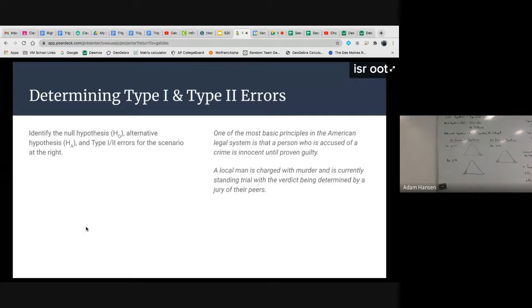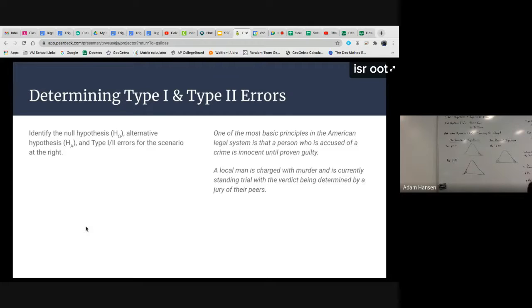Here is the common example. Here is the fundamental example that's probably covered in every single stats class from the beginning of time until now. One of the fundamental tenets in the American legal system is that a person who is accused of a crime is innocent until proven guilty. Have you heard that phrase before? Yeah. Doesn't it start off like every single Law and Order episode? I think it might. Anyway, you are innocent until proven guilty. So a local man is charged with murder and is currently standing trial with the verdict being determined by a jury of their peers.